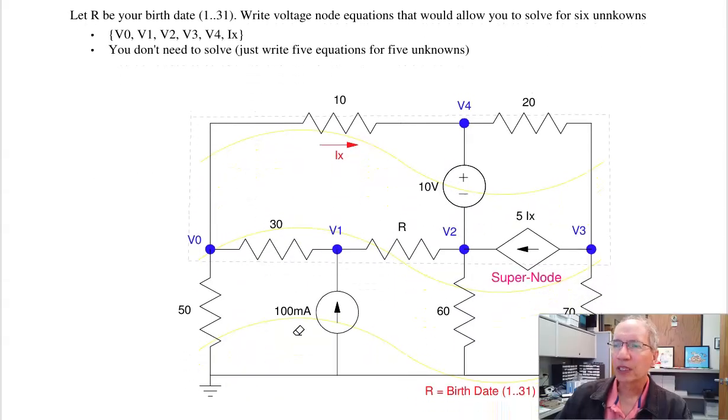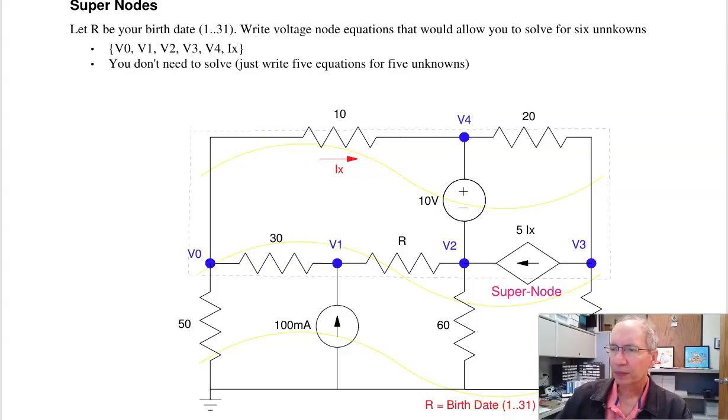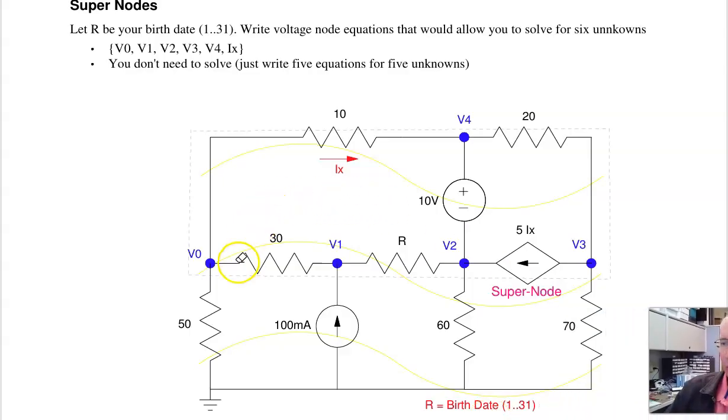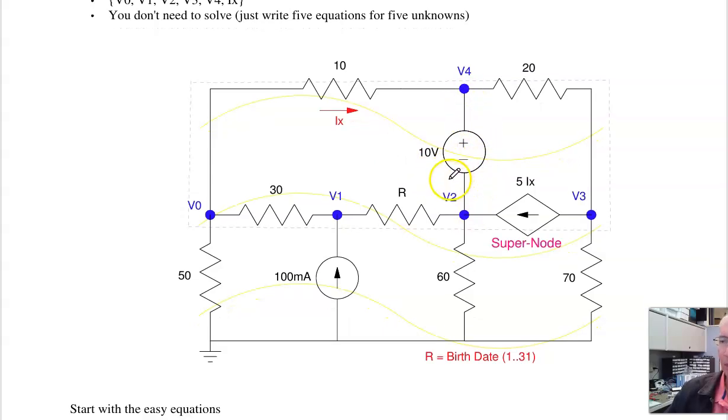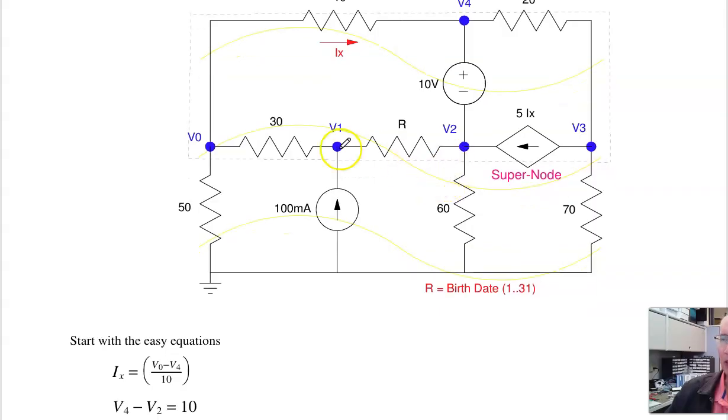Supernodes. Kind of similar. What I'll do is I have 1, 2, 3, 4, 5 nodes plus one dependent source. I need 6 equations for 6 unknowns. One equation: Ix is (V0 minus V4) over 10. My voltage source: V4 minus V2 equals 10. I need 4 more equations.